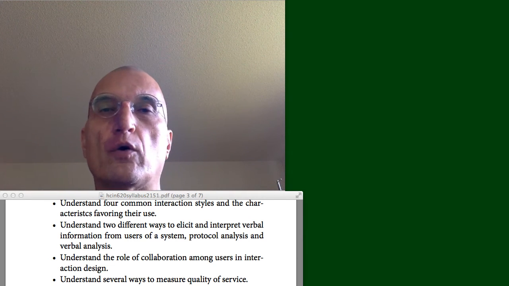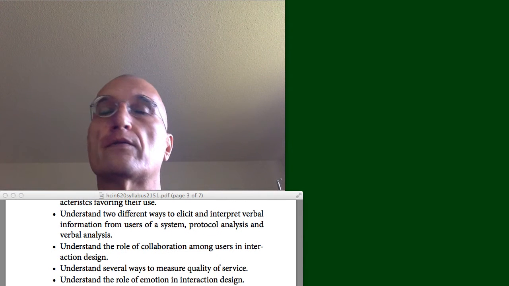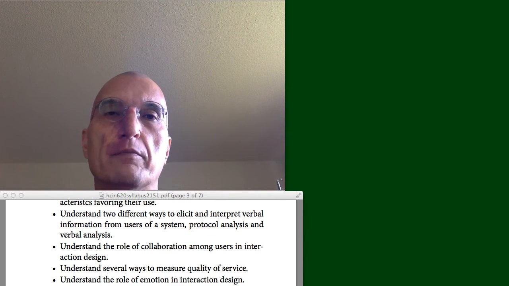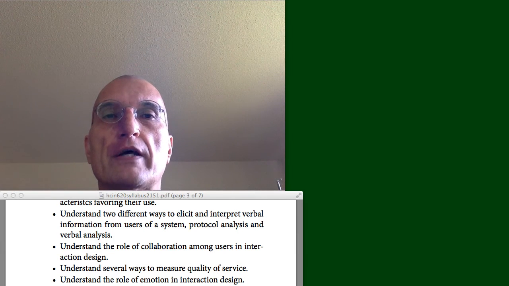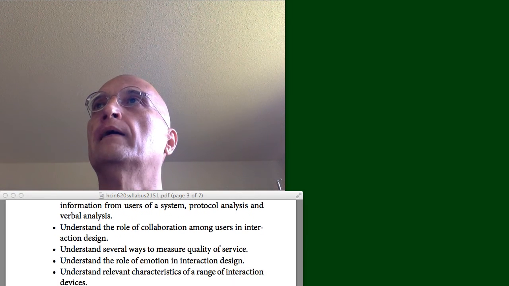Understand different ways to measure quality of service. Understand the role of emotion in interaction design. Emotion is very important, not only the emotions of people, but also emotions as they are expressed by machines.